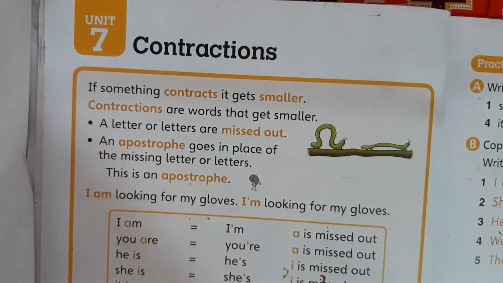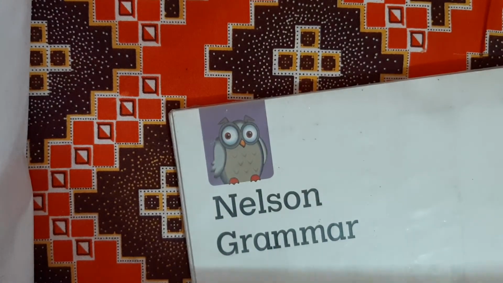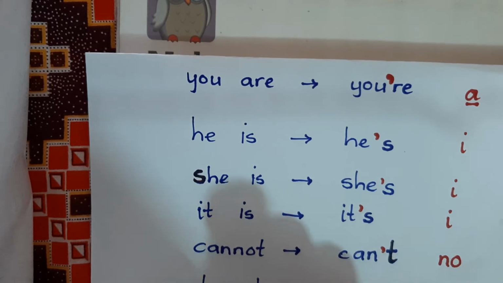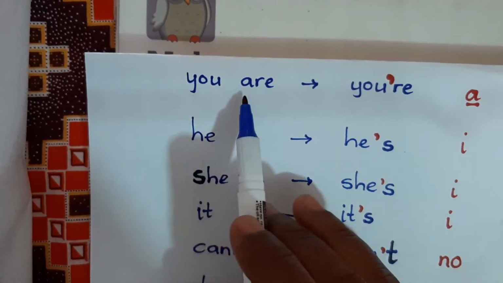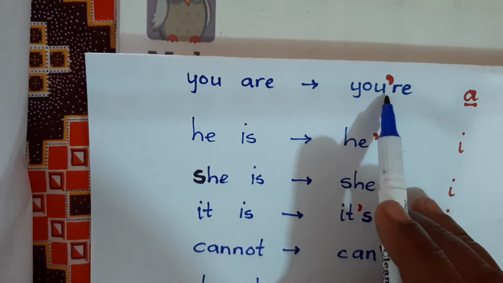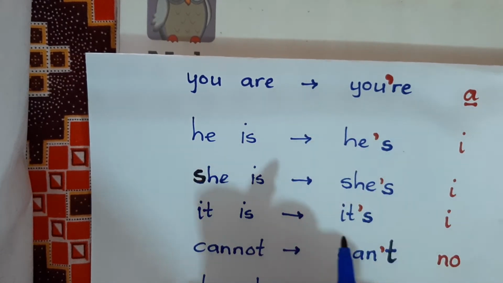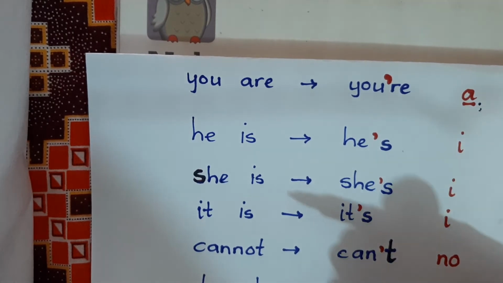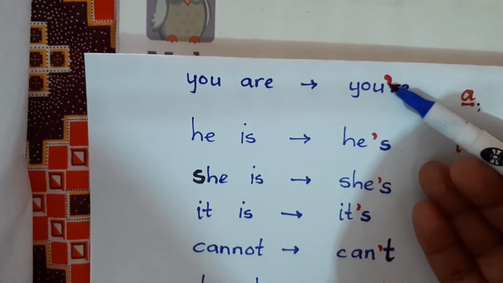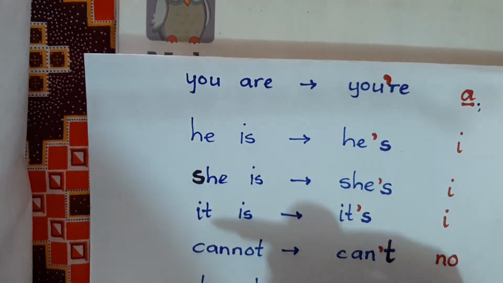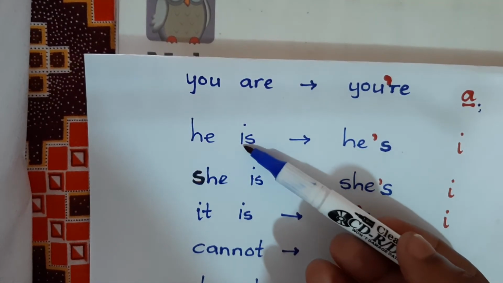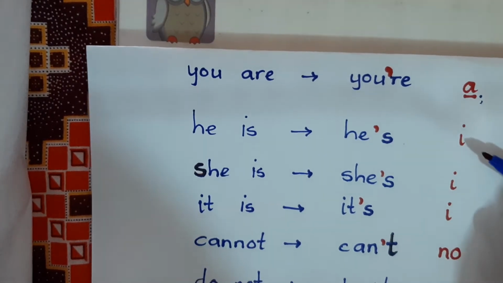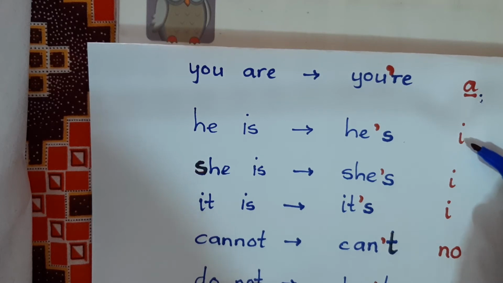I have here you are. So we have the long form you are, and we have the contraction you're. You're my friend. We miss out the a, and in the place of the a we have our apostrophe. We have another example, he is, it becomes he's. He's my friend, and in this one we miss out the i.